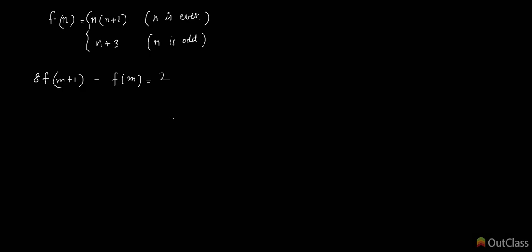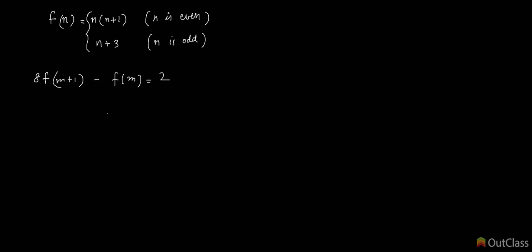So we have a custom defined function, and it is also a piecewise function where the definition depends on a certain condition. You have multiple definitions depending on whether n is odd or even, and it is also given to us that for a particular value m, 8 times f of m plus 1 minus f of m is equal to 2.